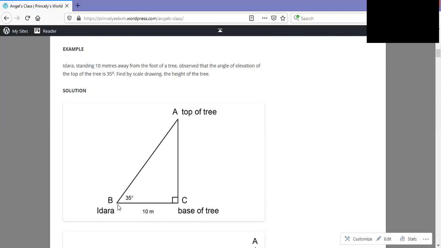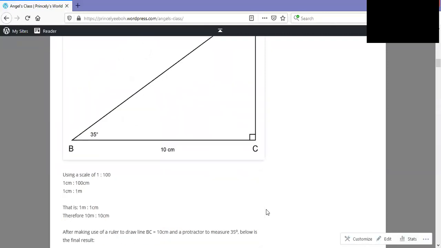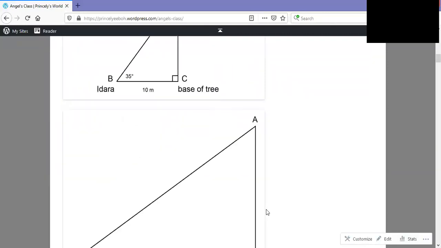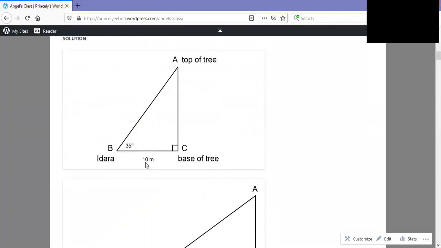We already know that Idara is standing 10 meters away from the base of the tree. The angle of elevation formed is 35 degrees. Now, this 10 meters is too big to be measured on any paper. So we have to convert it to centimeters using a special scale. So what I did was to convert this 10 meters to 10 centimeters so I can draw it on the paper.